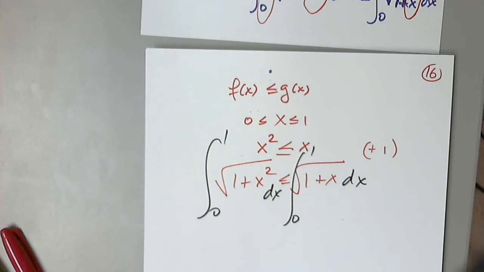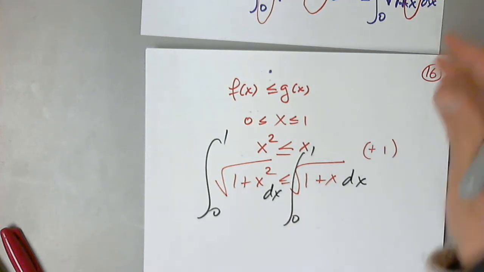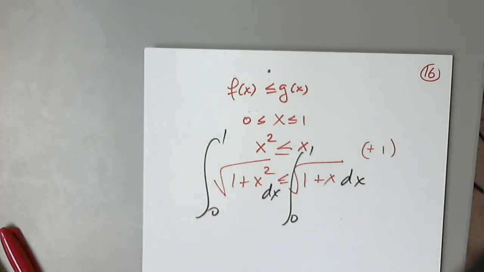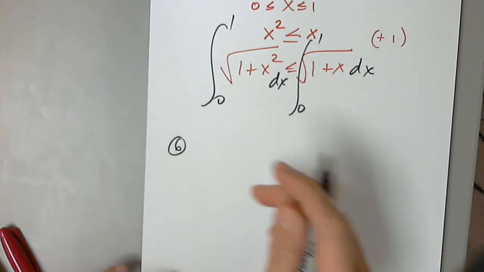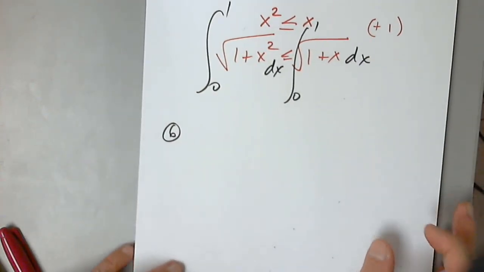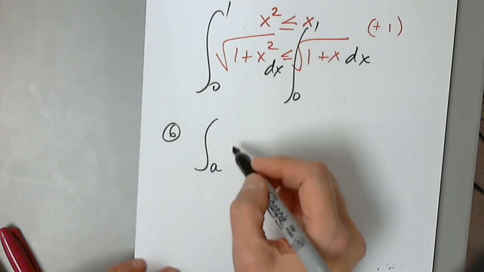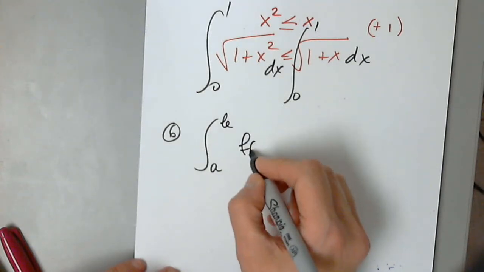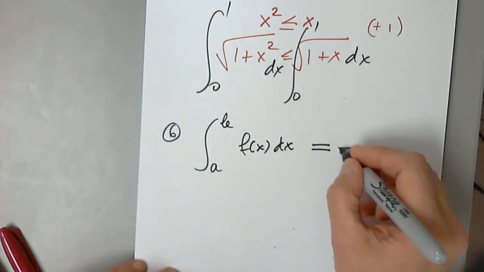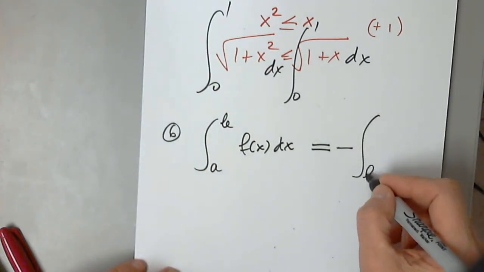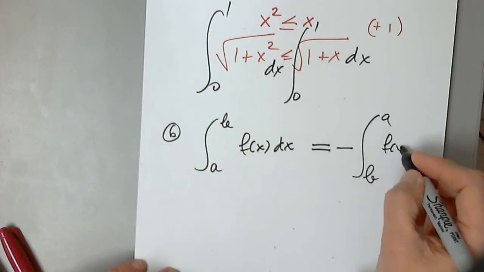Any questions? Okay, I would like to just mention one more property. I think we reached 6. Yes? Okay, and here it is. The integral from a to b of f of x dx is the same as the opposite of the integral from b to a of f of x dx.